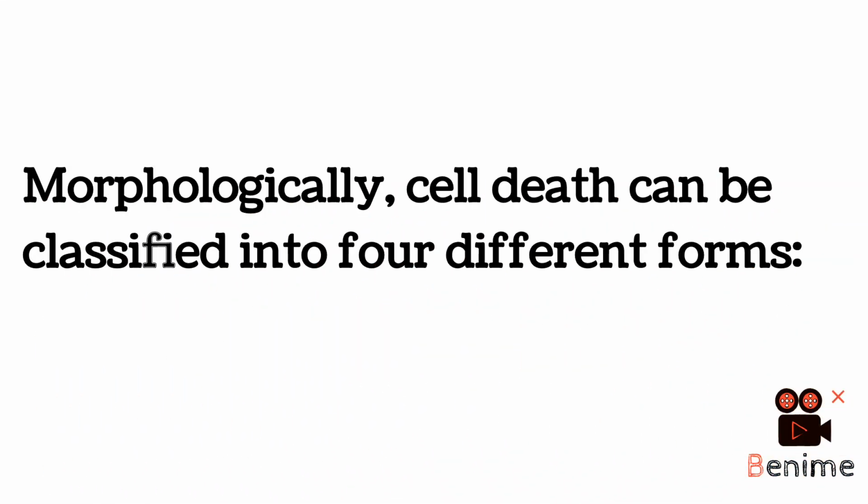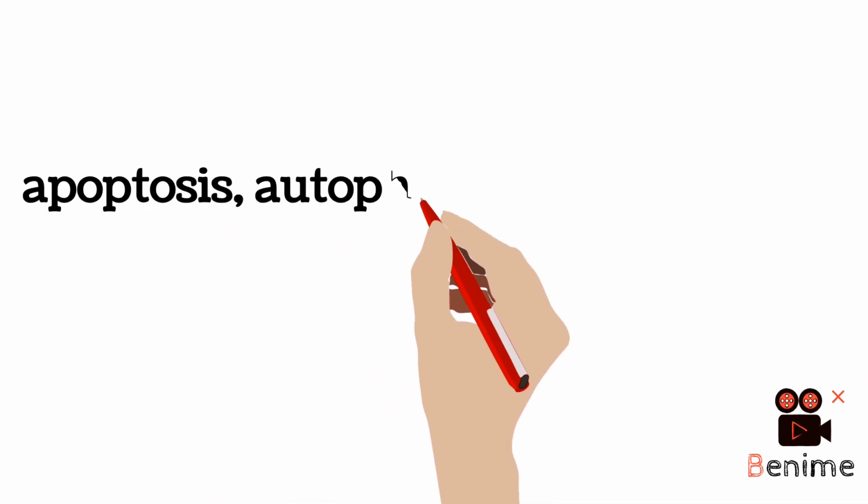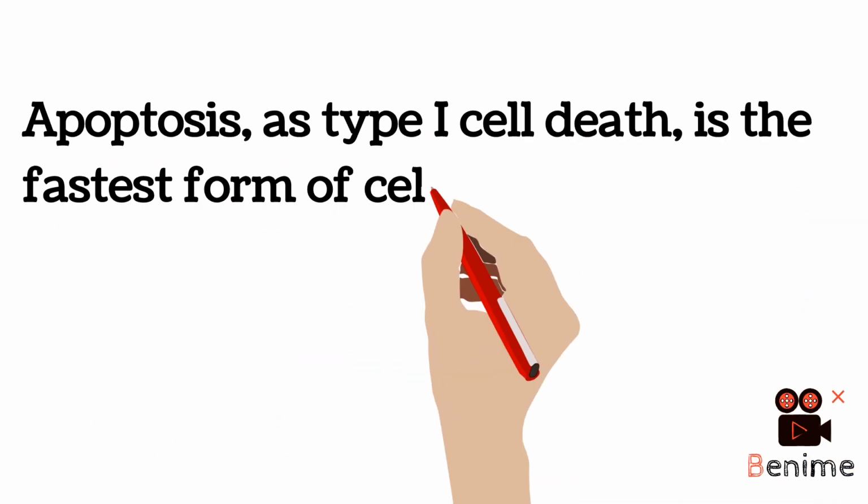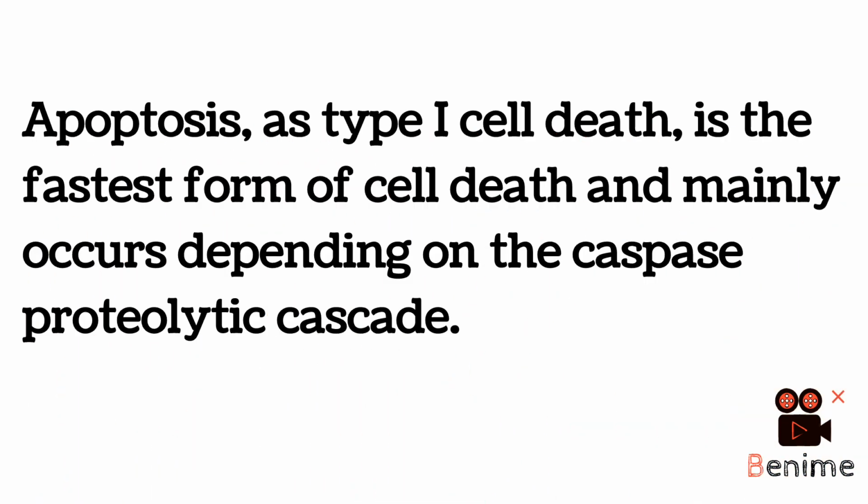Here we will see about the types of cell death. Morphologically, cell death can be classified into four different forms. So, the cell death morphology and everything you should know. What are the forms of different cell death? These are four forms, that is apoptosis, autophagy, necrosis and entosis. Morphologically, how are all these forms different, and apart from these, how many others are there, we should know.